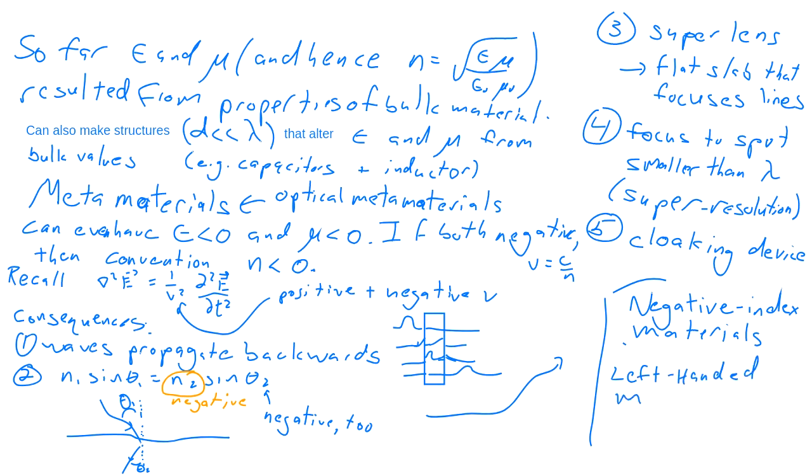So why are they called left-handed? Right, so remember B in our wave is 1 over V, K cross E, right? And so having V negative flips the handedness.